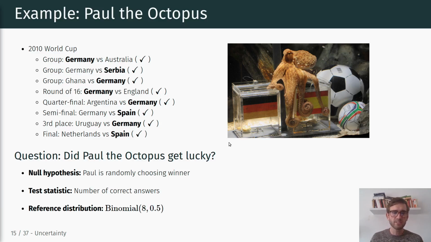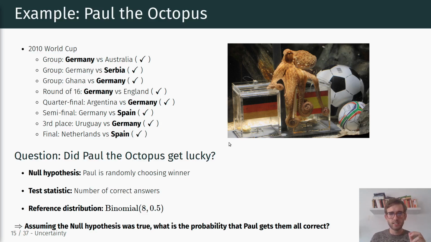And our reference distribution, so that's the distribution of this test statistic under the null, assuming that the null hypothesis is true, is a simple binomial distribution of size 8, because we have 8 individual matches, where the success probability, assuming that Paul randomly chooses a winner, is 0.5, okay? So our reference distribution is a simple binomial of size 8, success probability of 0.5, okay?